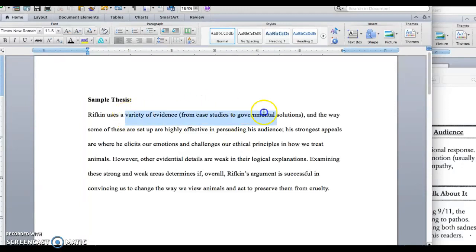What I've done here is talk about evidence, right? This is the evidence. And I am showing that I understand it's the way the evidence is set up that lets me focus on how the appeals are doing. And so here I am concentrating on how effective or successful he is in persuading his audience. I'm not forgetting about audience here. And I am going to come in and evaluate that.